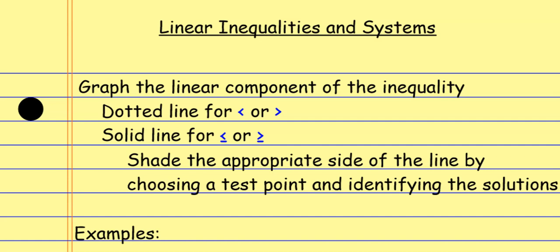The first part is to graph the linear component of the inequality. Essentially, we ignore the inequality sign and just graph whatever line it presents if it was an equal sign, okay? The big difference is when we graph that line, we have to decide whether to use a dotted line or a solid line, and we do that based on whether or not there's an equal to condition, okay? If there's no equal to condition, we use a dotted line, and if there is an equal to condition, we use a solid line.